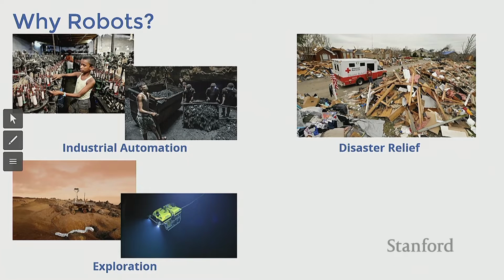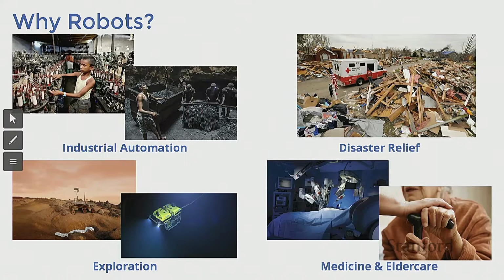It's very likely, and we have already actually seen this, that the first human artifacts on Mars are not people, but robots that we can control from thousands of miles away. And finally, medicine and elder care. With the growing elder population that we have in westernized societies, it's becoming more and more important to provide robots that can help and assist elders and the general population.